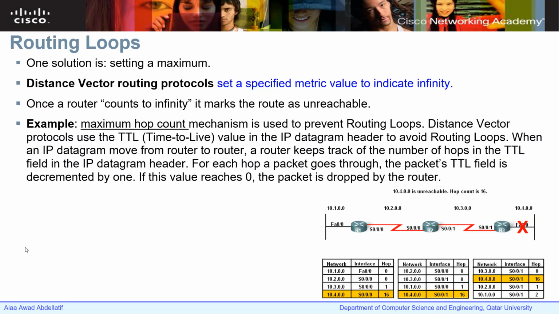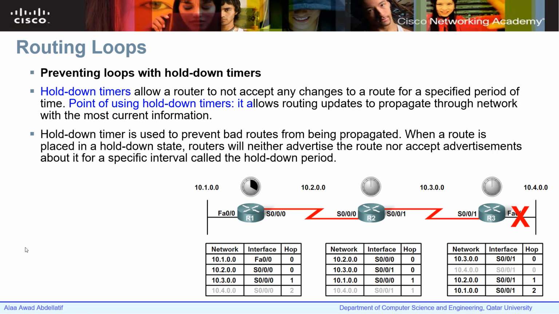But now, to avoid routing loops, we have four solutions. One is to set a maximum number of hops, so if the packet reaches the maximum number of hops through different loops, I will drop this packet. Second, to use a hold down timer.